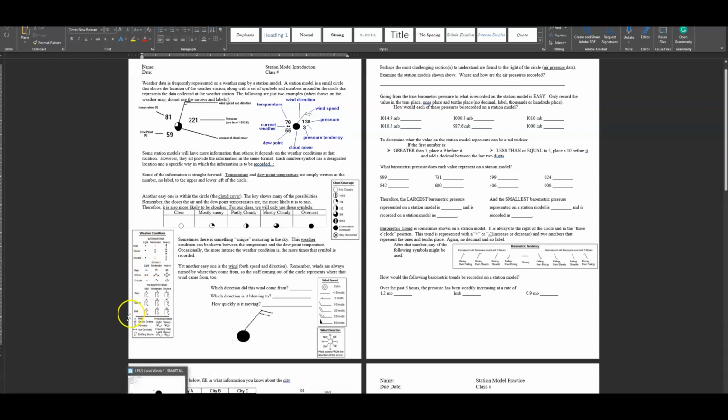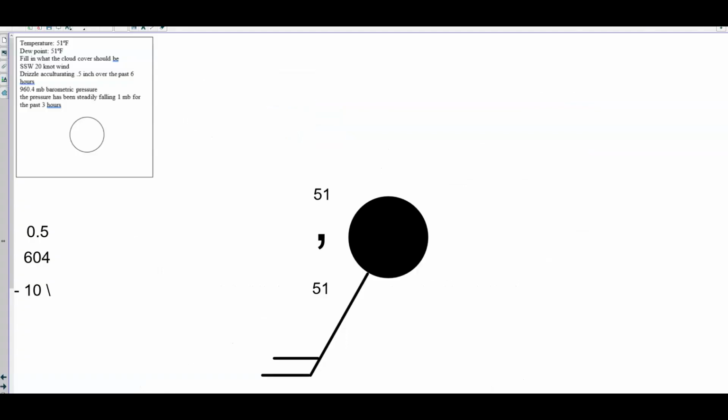How did I figure out it was a light drizzle, not a steady drizzle? I kind of just looked over it. 0.5 inches over the past 6 hours, so pretty slow. If you had a double apostrophe symbol here, I think drizzle is what I would be looking for the most, as you got that part right. The 0.5 though, that tells us how much precipitation there is, and precipitation goes in the lower right corner. So that goes there.